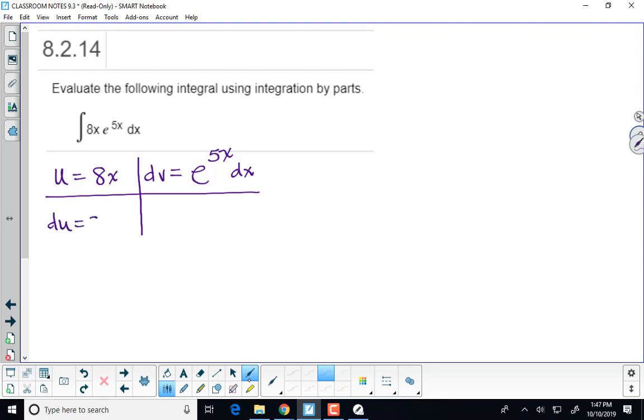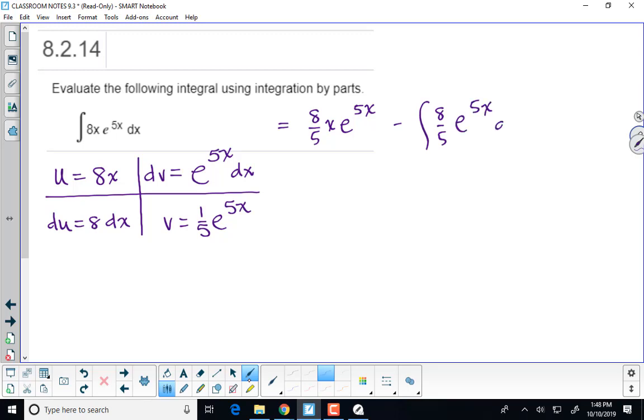Differentiate u. Integrate to get v. The integral of an exponential is itself divided by the derivative of the exponent. Reverse chain rule. So we end up with uv minus the integral of v du, so that's going to be 8/5 e to the 5x. Move your 8/5 out to the left, maybe? We can pull that out, and we can do it all in one step here. So we'll have 8/5 x e to the 5x minus 8/25 e to the 5x plus c. This one is my jam.